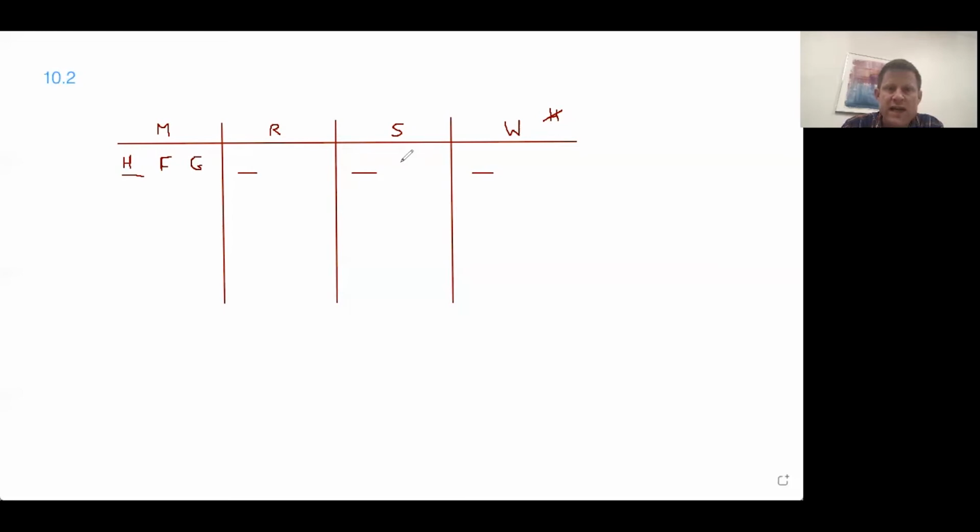And then we need to fill up these other spaces. Well, we only have 3 players left, right? 3 of them are right here.